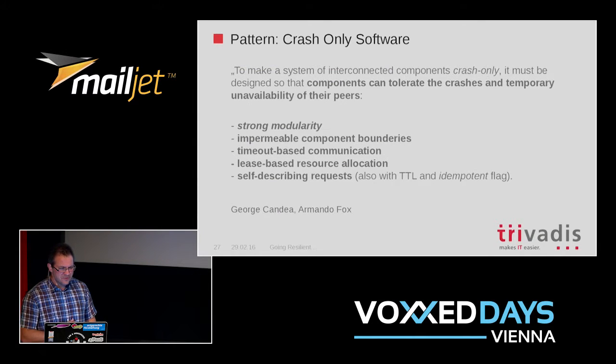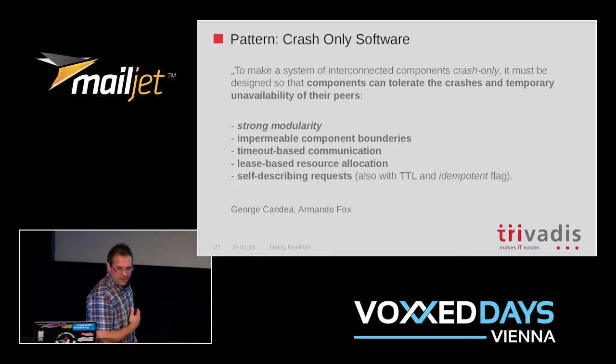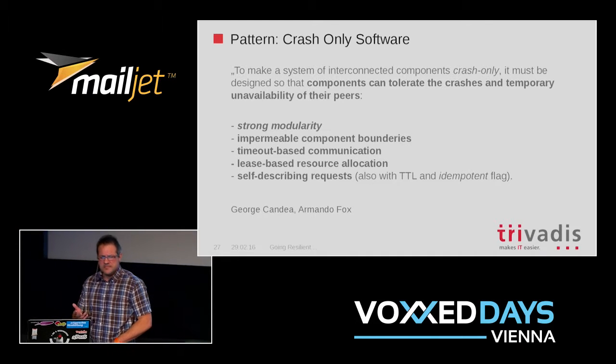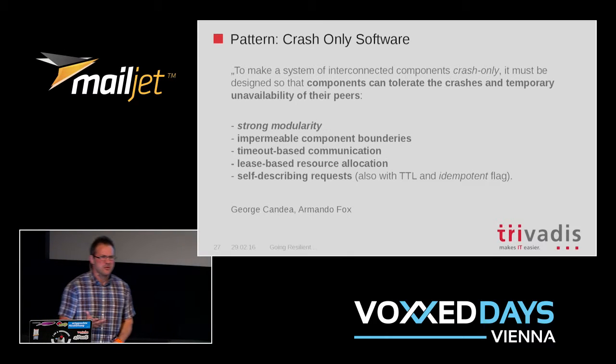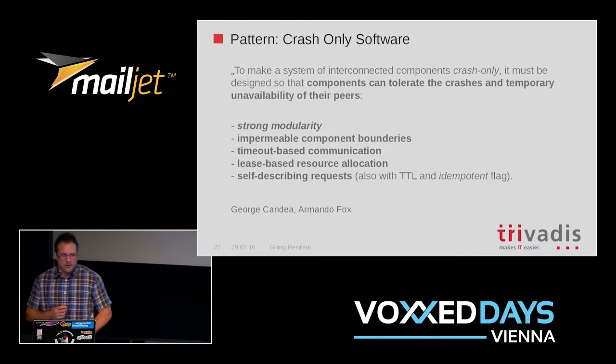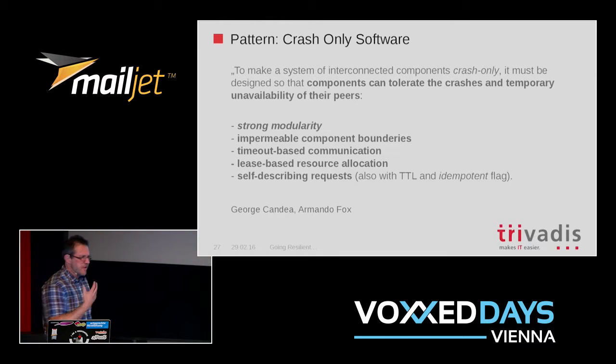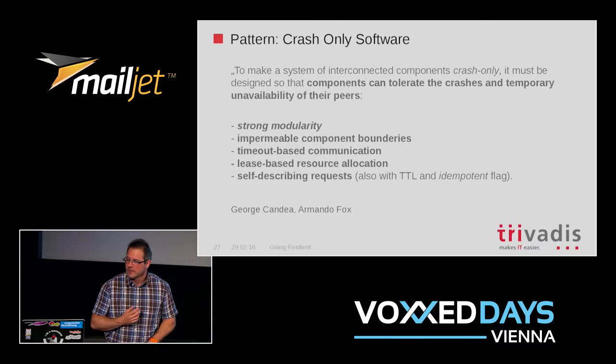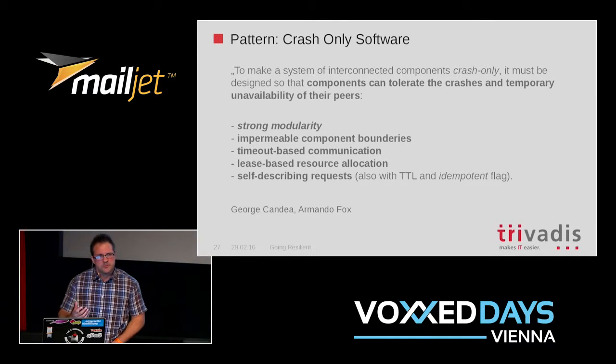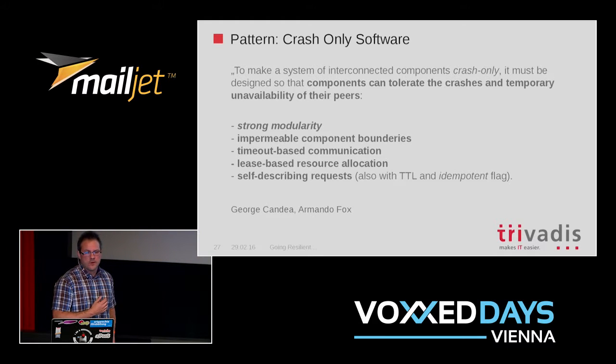Now, the first pattern is called crash-only, meaning it's normal that a component can crash. It's okay. It should be possible. If you isolate it somehow, it's not that severe. So we need strong modularity between the different components. Component boundaries: you have an interface, how to call it, that's okay, but all the rest is hidden. Matches perfectly with microservices. But basically, it's about modularization. It's nothing new.